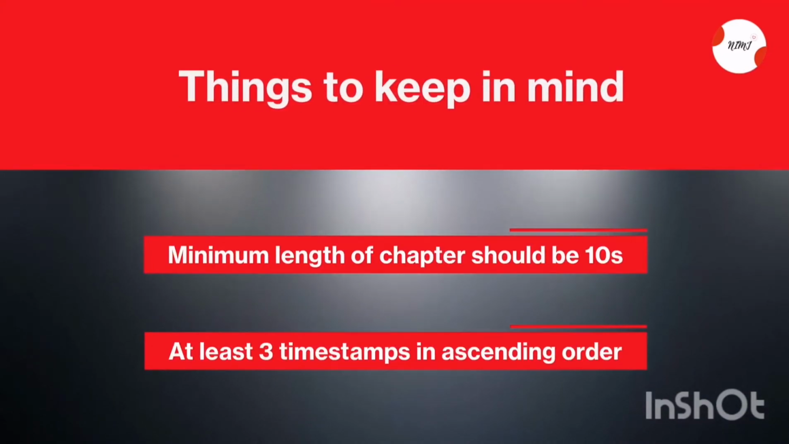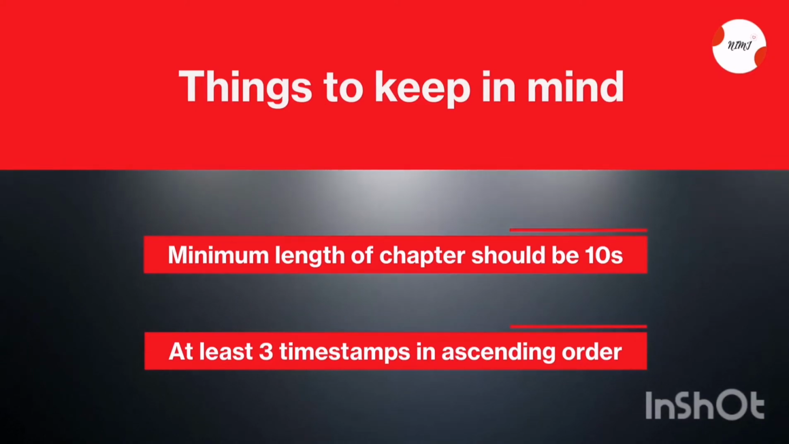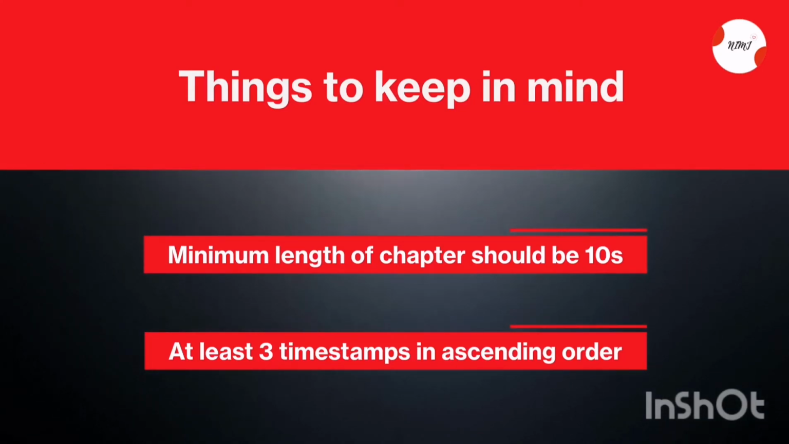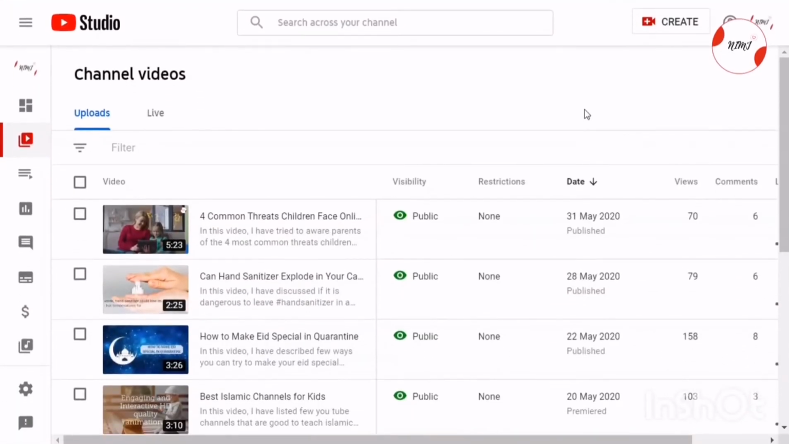While adding chapters to your video, you should keep following things in mind. Minimum length of chapter should be 10 seconds. And at least 3 timestamps should be added in ascending order per video. You can add more, but at least 3 should be added. Now let me show you how to add chapters in your videos.